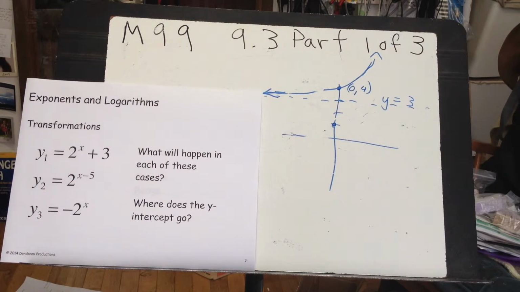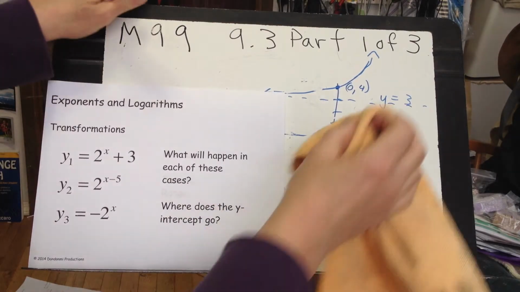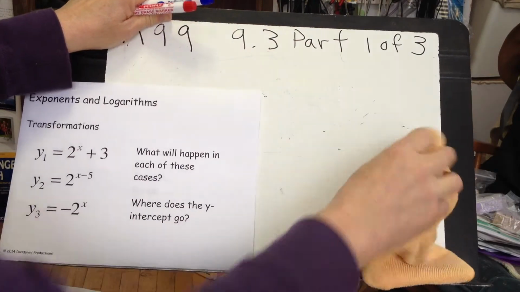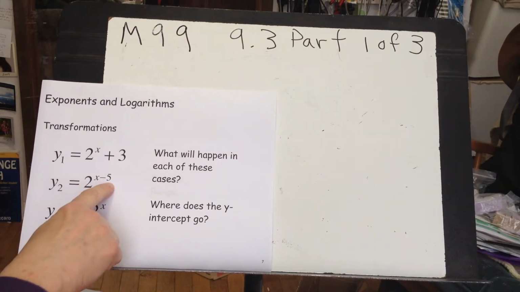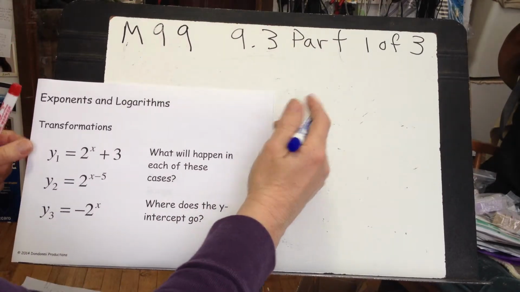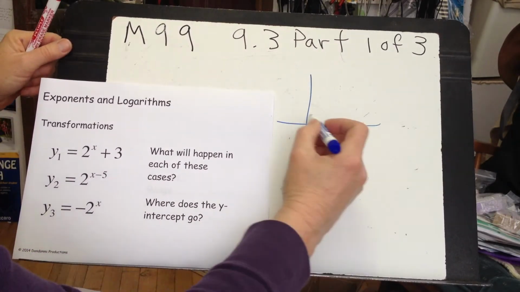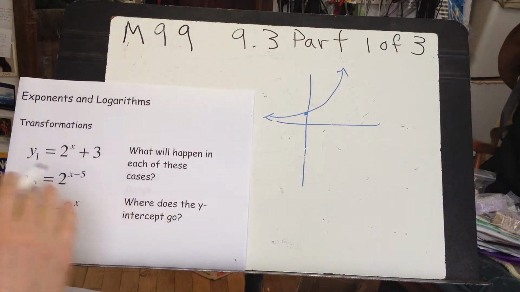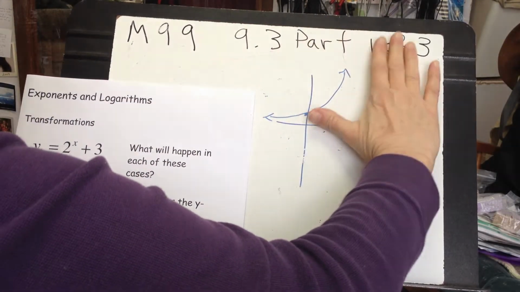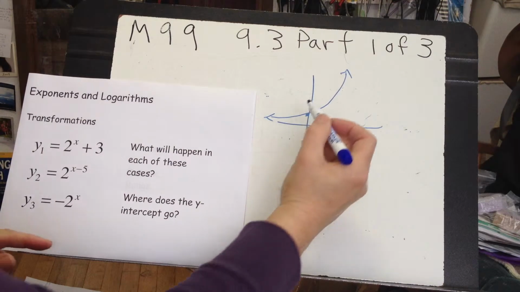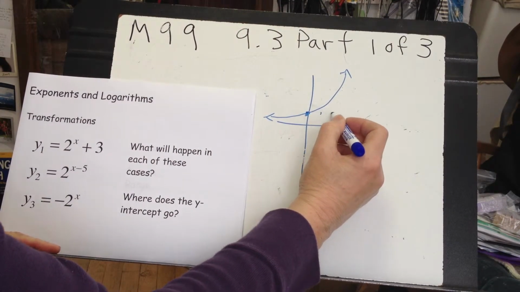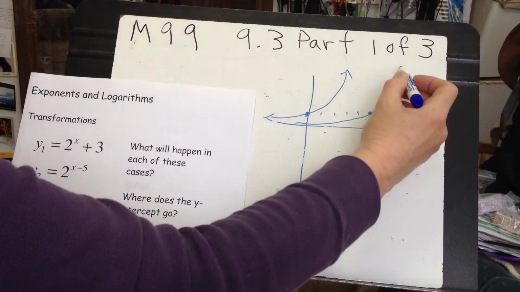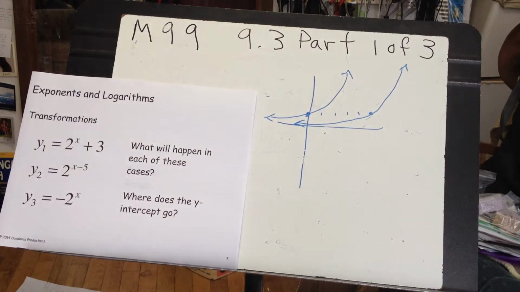What happened in that one? Well, this minus 5 is together with the variable in the exponent, so that's a left-right shift, and because it's minus, it went to the right 5. So my 2 to the x function was this one, and now it's going to go to the right 5. So it's going to go 1, 2, 3, 4, 5 to the right. And this point also goes 5 to the right. It still has an asymptote at the x-axis, and then it sweeps up off into the sky.